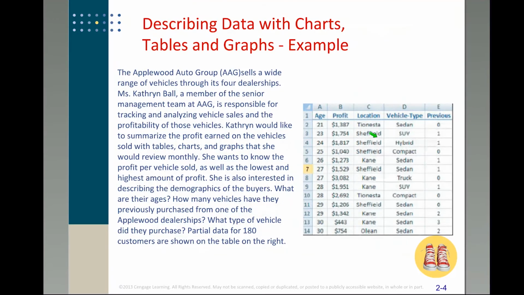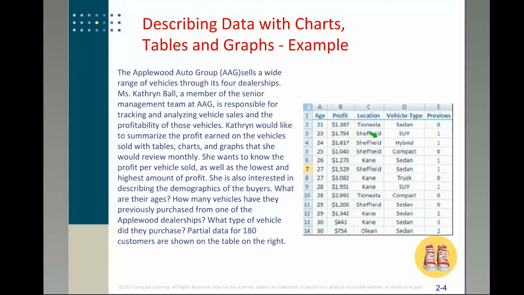So what I want to do next is to look at a particular example and go over these different tools, show you how we use them, how we construct them, and when they are appropriate. This example is about car sales. The Applewood Auto Group (AAG) sells a wide range of vehicles through its 4 dealerships. Ms. Catherine Ball, a member of the senior management team at AAG, is responsible for tracking and analyzing vehicle sales and the profitability of those vehicles.